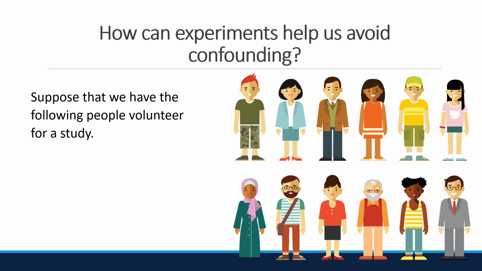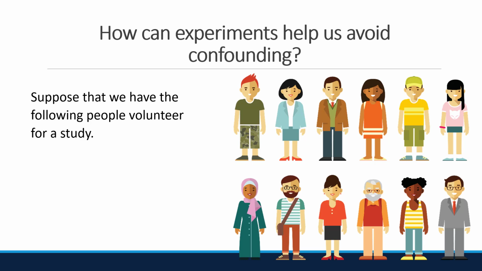Suppose that we have the following people volunteer for a study. In the study, we would like to compare aspirin to Tylenol to see which drug alleviates headaches more quickly. Notice here that the two treatments are aspirin and Tylenol. Our first step is to assign each person to one of the two groups randomly. We can do this by assigning each person a number from 1 to 12 and using a random number generator to select 6 numbers to place in group 1.